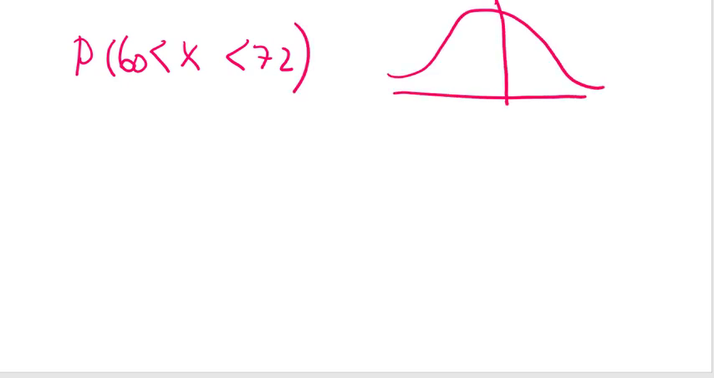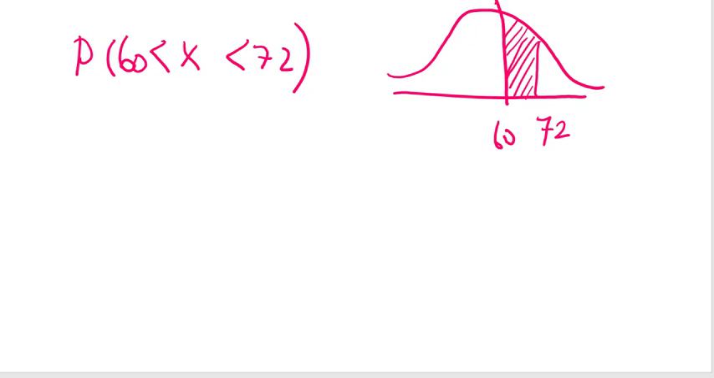It wants the mean, we know it is 60. So probability of X less than 72 but greater than 60. So it wants this area. All right. So there are a number of ways to do it.